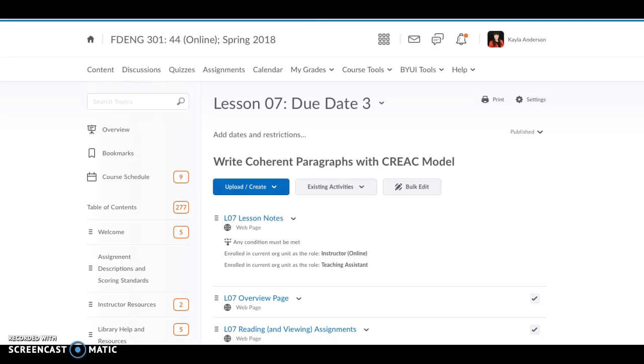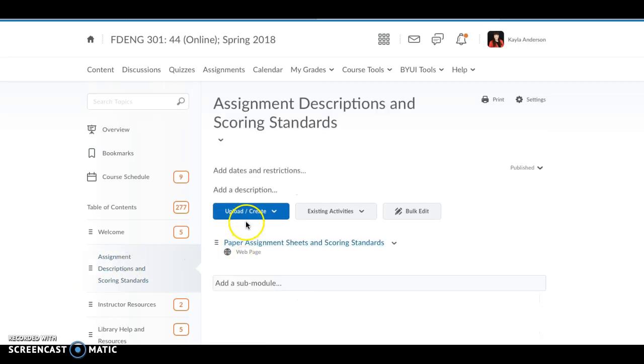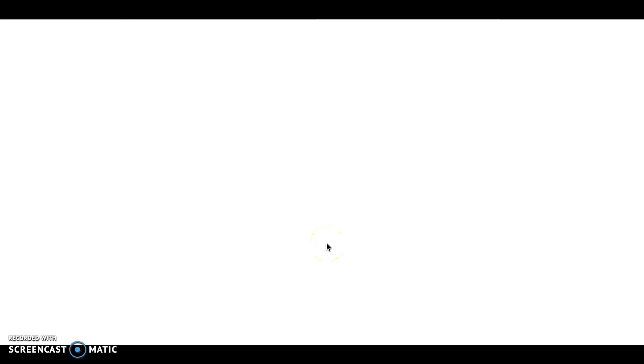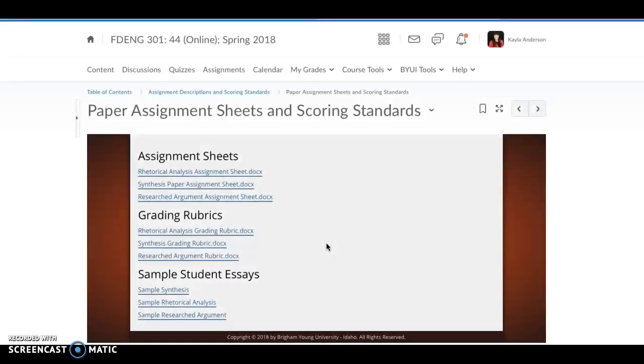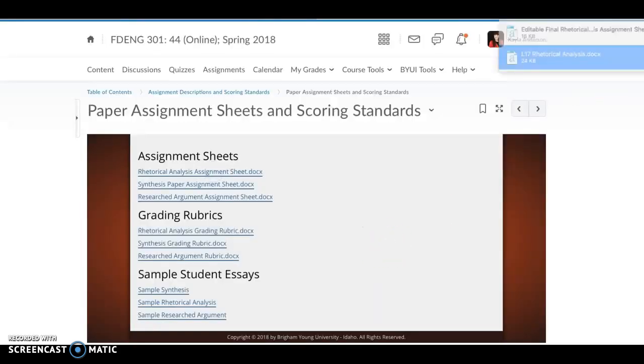So I wanted to show you where to find the assignment description and go through it and show you a student example. So here in your left menu, you have assignment description and scoring standards. If you click on paper and scoring standards, it'll take you to all three essays, rubrics and assignment sheets here, and a sample student essay, so you can see. So we're writing the rhetorical analysis. So when you click on that, it'll download this to your computer.